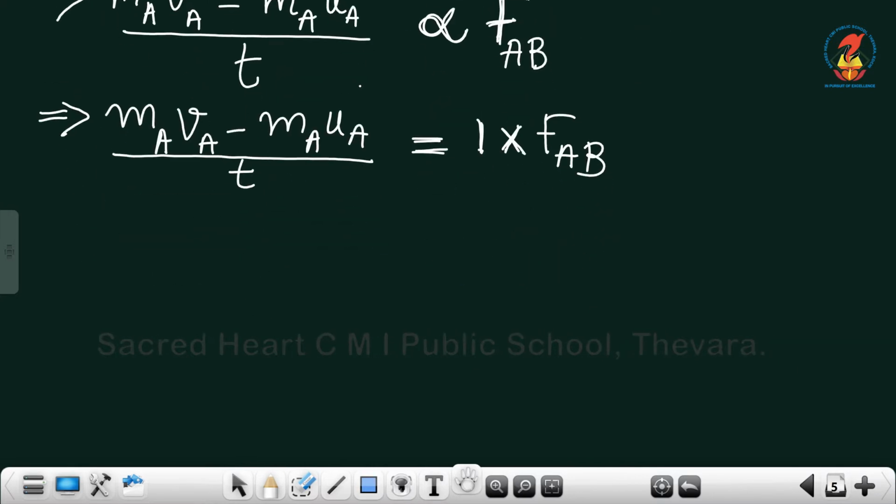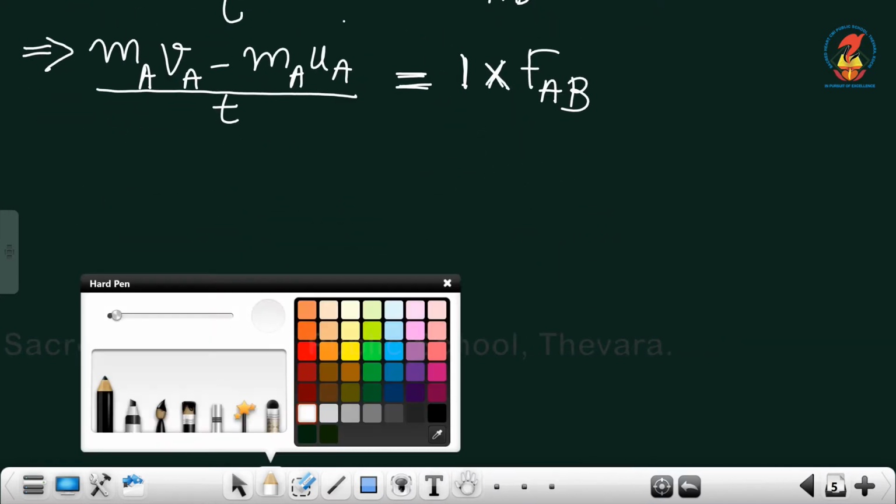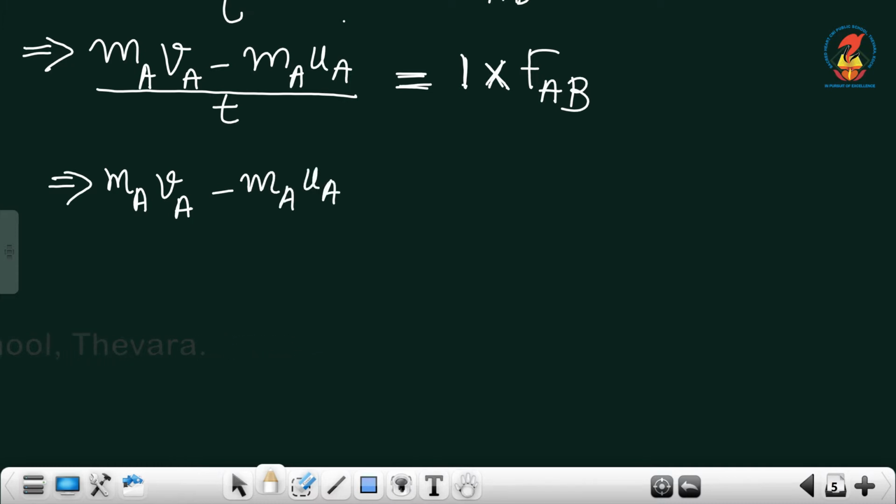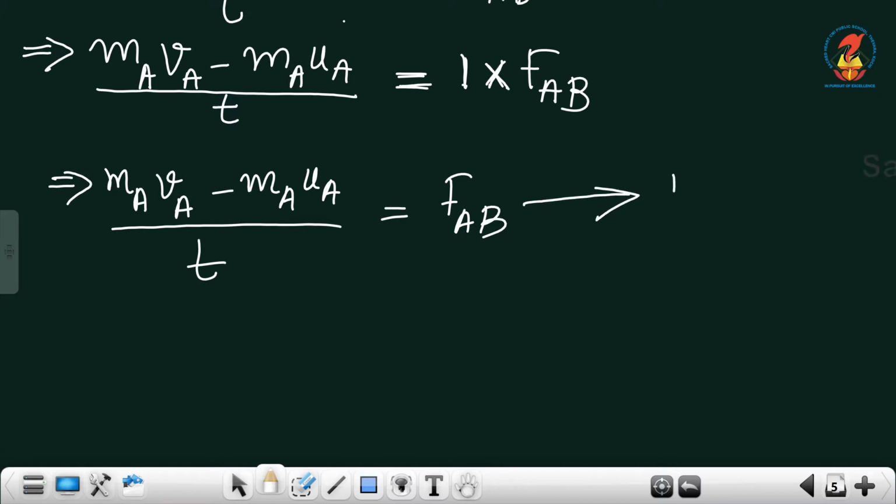So, the equation became MAVA minus MAUA by T is equal to FAB. Let this be equation number 1. This is the case of ball A.